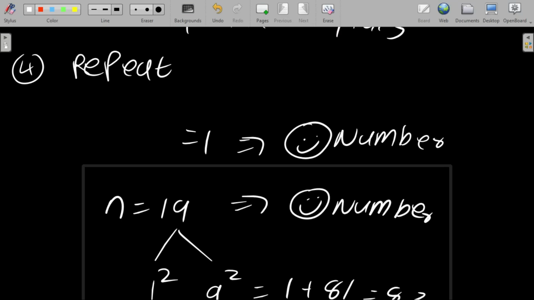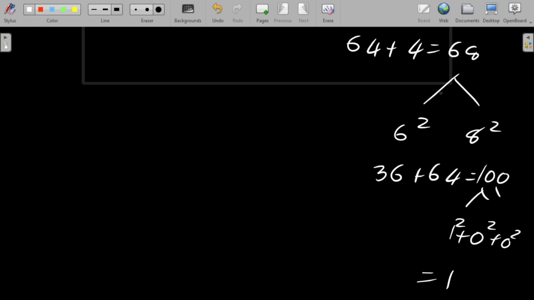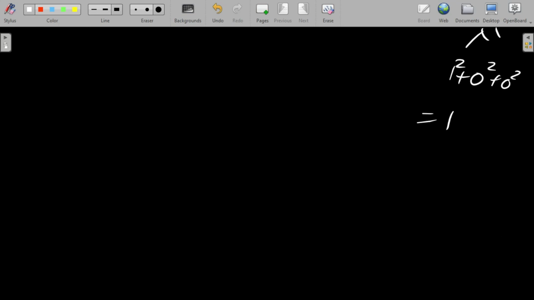So why did I stop after we got 1? I stopped the process when we got 1 because if you continue, 1 square gives you 1 again, and it keeps on going. When we get the value 1, we need not do it again, because eventually we will still get the value 1.